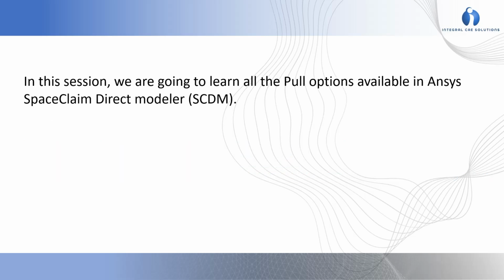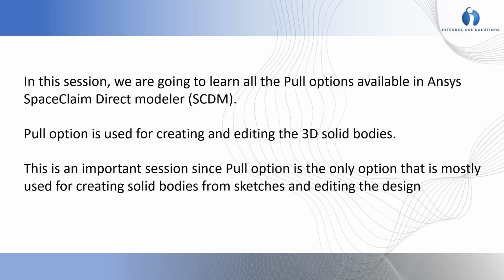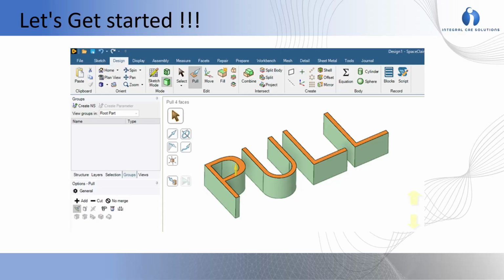In this session, we're going to learn about all the pull options available in Ansys SpaceClaim Direct Modeler, which is also called SCDM. The pull option is used for creating and editing 3D solid bodies. This is an important session since the pull option is the one that is mostly used for creating solid bodies from sketches and also editing those solid bodies. So let's get started.